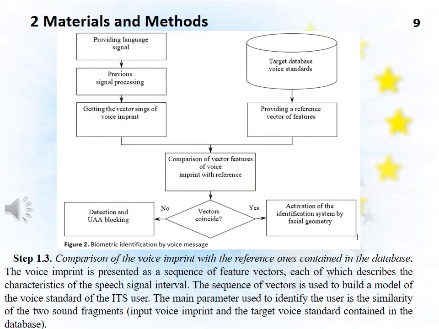The next step is a comparison of the voice imprint with the reference ones contained in the database. The voice imprint is presented as a sequence of feature vectors, each of which describes the characteristics of a speech signal interval. The sequence of vectors is used to build a model of the voice standard of the ITS user. The main parameter used to identify the user is the similarity of the two sound fragments, the input voice imprint and the target voice standard contained in the database.